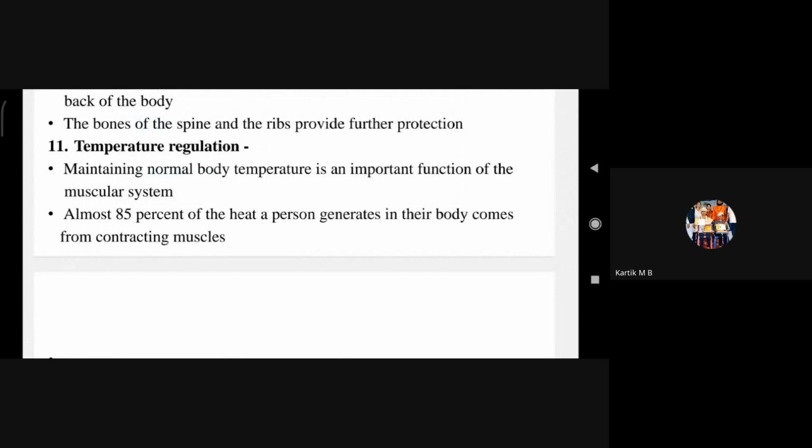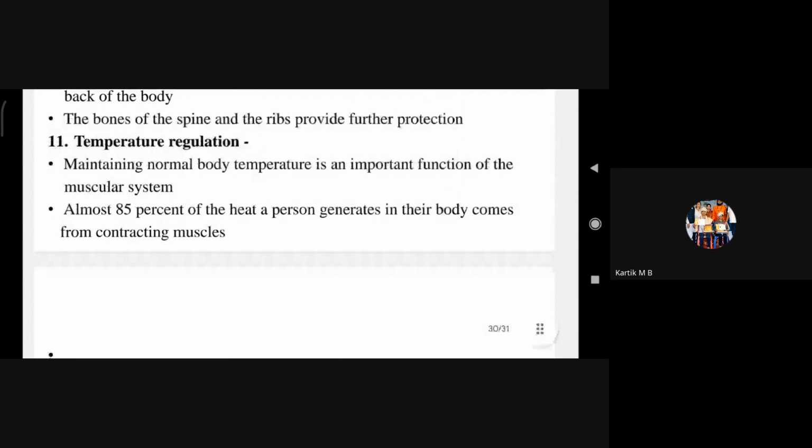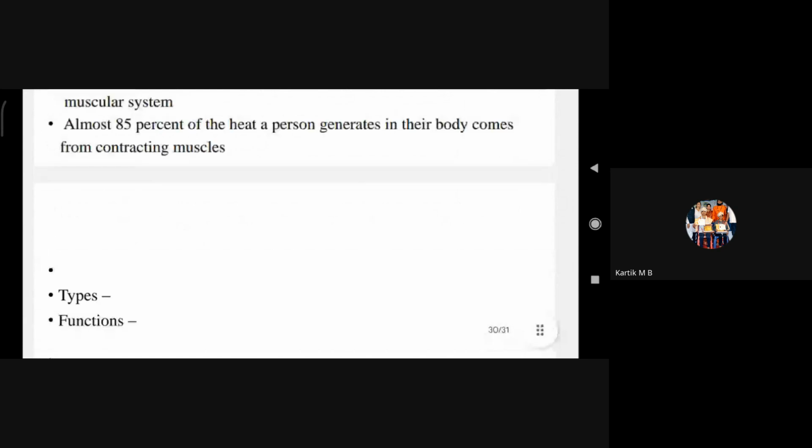Every time, we are contracting and relaxing our muscles. As you are sitting, your gastrocnemius muscles are being contracted, your hamstrings are contracted, your abdominal muscles are contracted. So muscle contraction is producing heat in our body. Right? So this is the end of the muscular system.